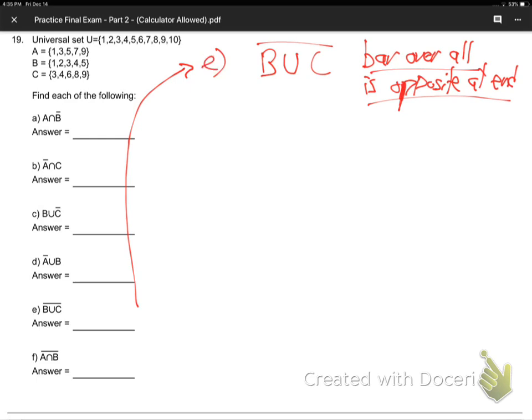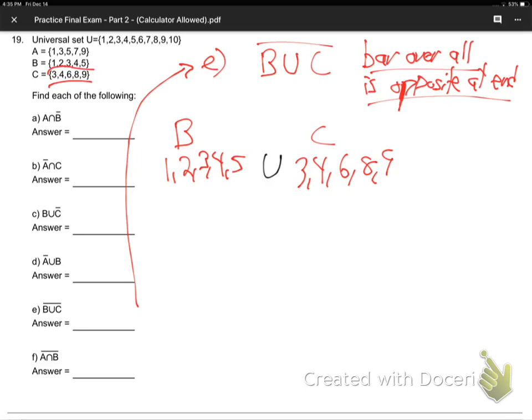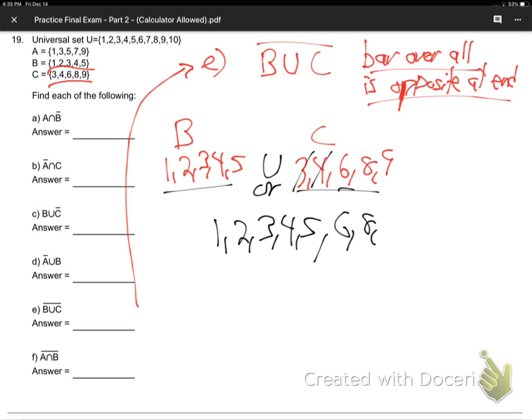So here we go. So let's start with B. What's B? 1, 2, 3, 4, 5. And C. What's C? 3, 4, 6, 8, 9. And I'm supposed to take the union between them. So let's do that. Remember, union means unites, or it's everybody here or there. You just write down the whole first set and then add to it. So 3 we've already got, 4 we've already got, 6, add 6 to it, 8 and 9. So that's the union.